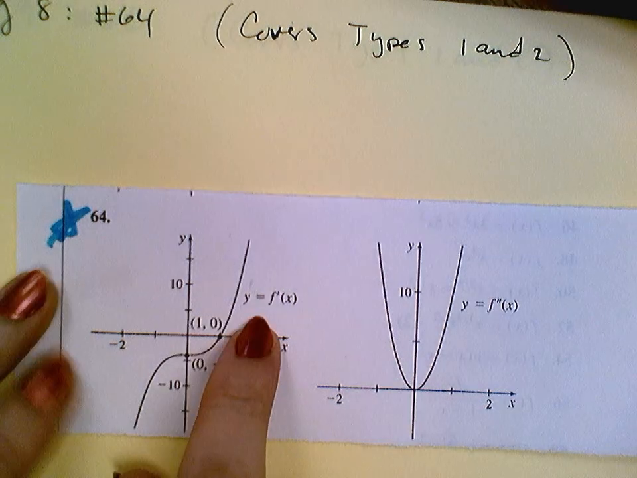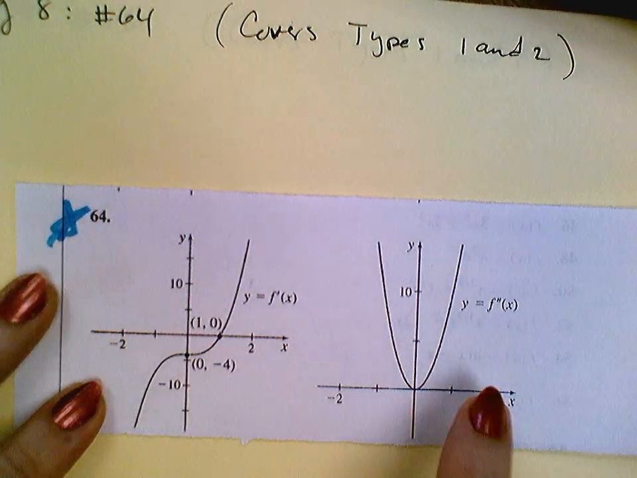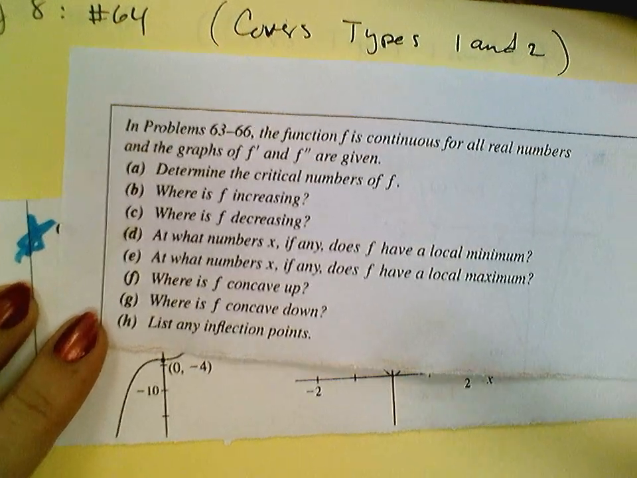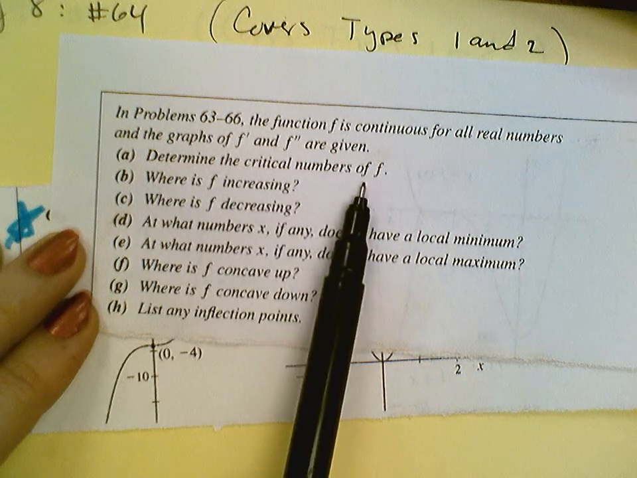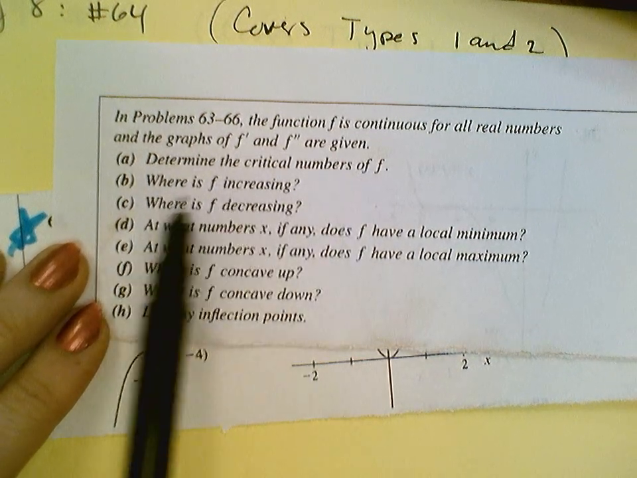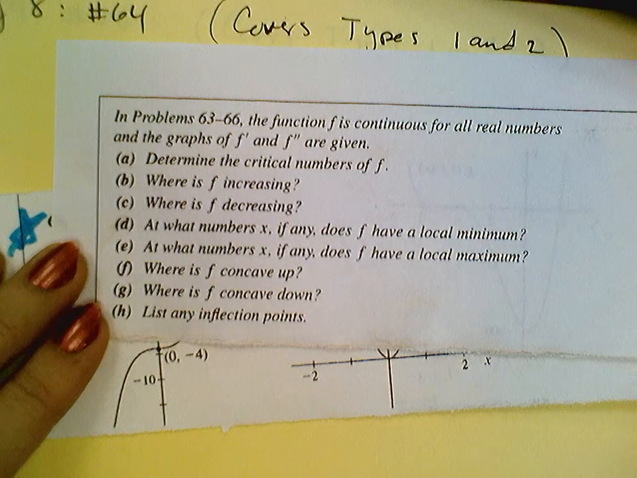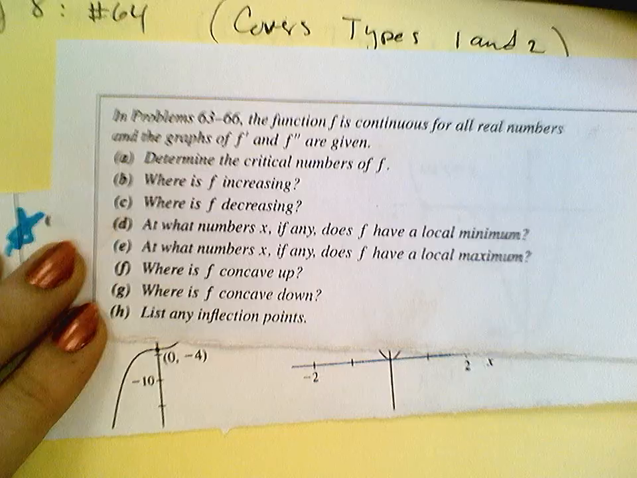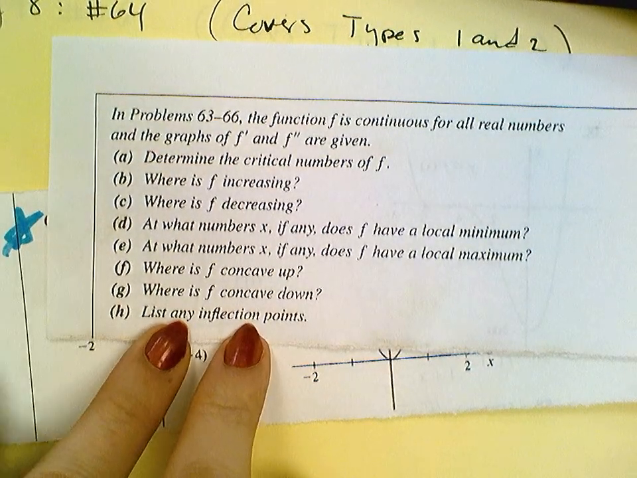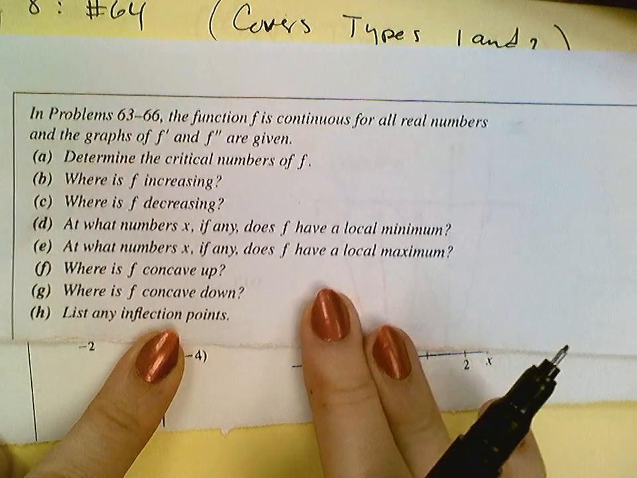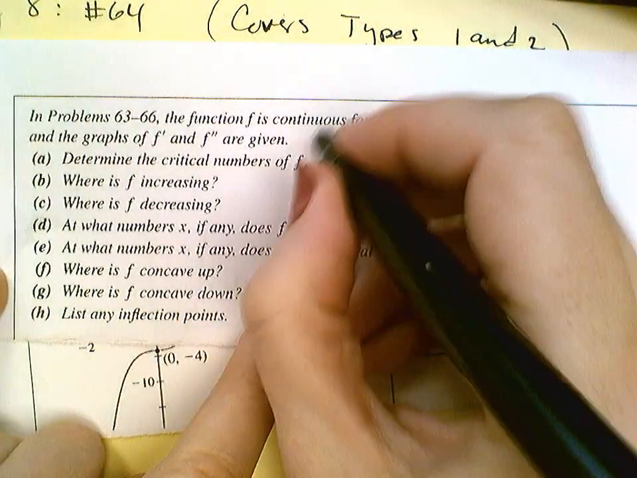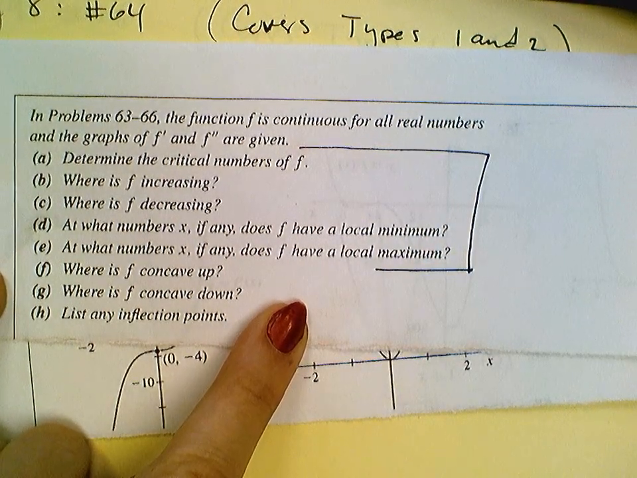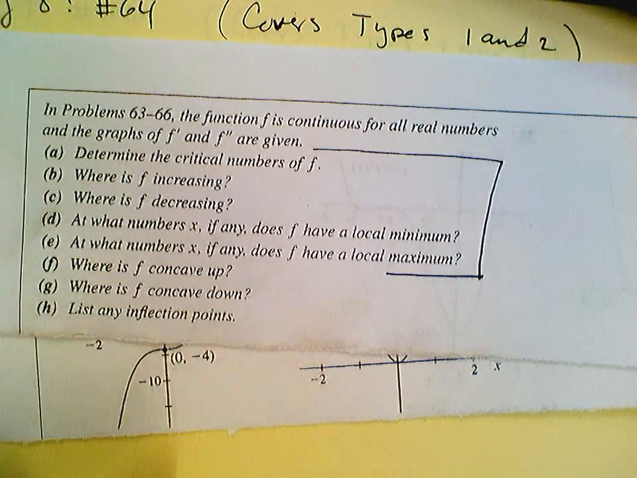and so you're given f prime, this is the f prime graph, this is the f double prime graph, and then we've got to do all of these things. So determine the critical numbers of f. Where is f increasing? Where is f decreasing? At what numbers, if any, does f have a local minimum? At what numbers, if any, does it have a local max? And then we've got things about concavity. Okay, well actually let me look. All right, so for these directions, I'm going to bracket off that because, actually let's look at this first.